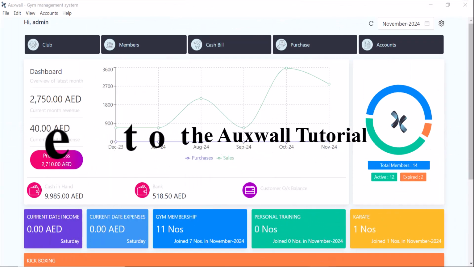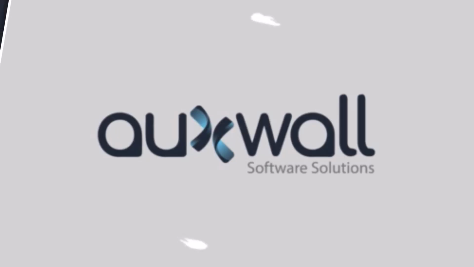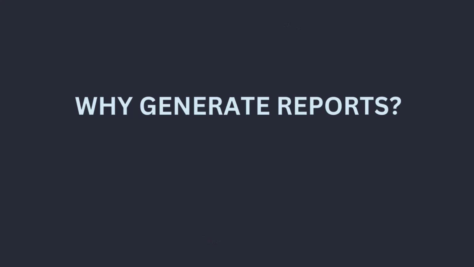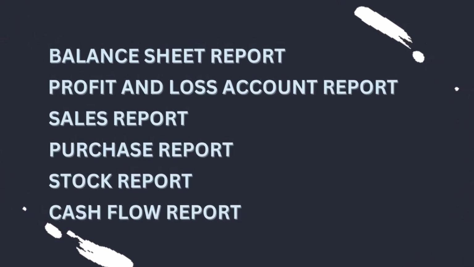In this tutorial, you will learn how to view various reports using the Auxwall Gym Management application. Why generate reports? Generating reports is crucial for effective financial management and transparency. The reports that you can see in the Reports section are the Balance Sheet Report, Profit and Loss Account Report, Sales Report, Purchase Report, Stock Report, and Cash Flow Report.